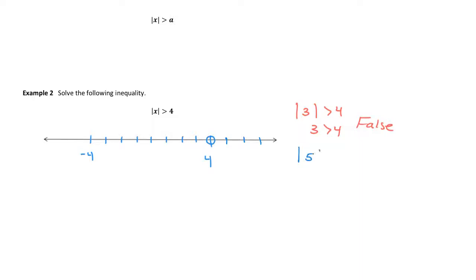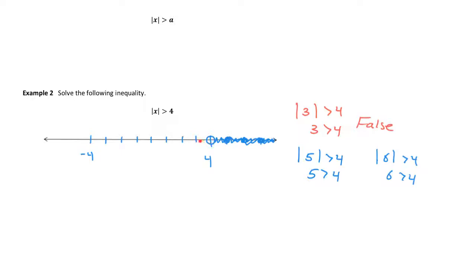Is the absolute value of 5 greater than 4? Yeah, because 5 is greater than 4. Same thing for 6. Is the absolute value of 6 greater than 4? Sure, that's true because 6 is greater than 4. So 5 works, 6 works, but so does 7, 8, and 9. And in fact, everything that is greater than 4 works, all that stuff.